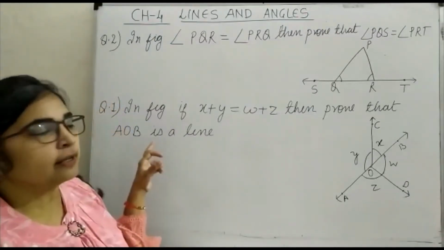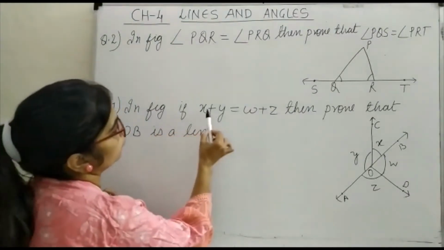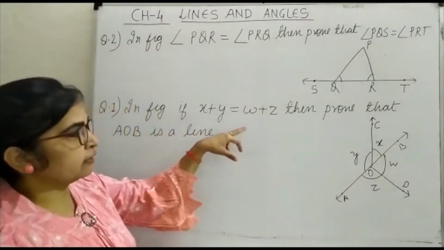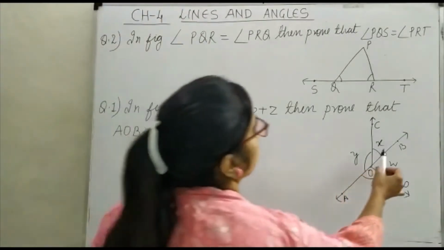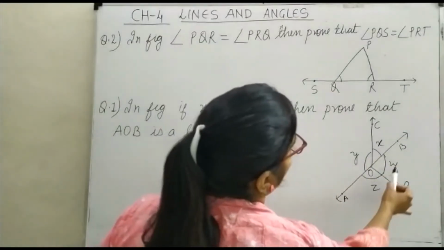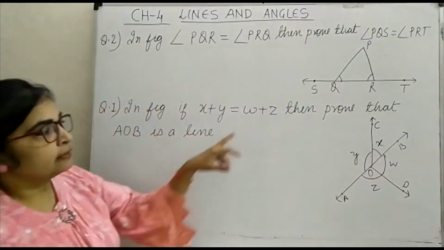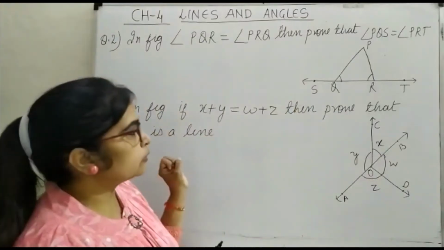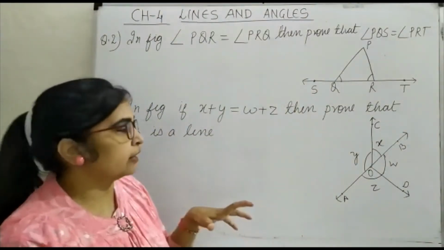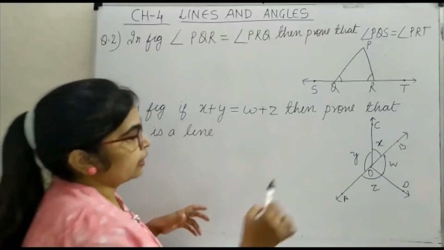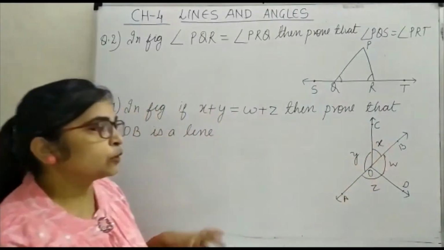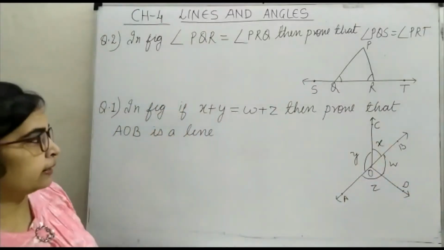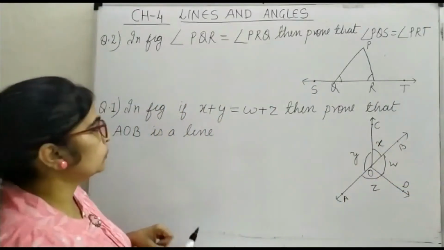Our first question is, in figure, if x plus y is equal to w plus z. So it is given that the angle x plus y is equal to w plus z. Then we have to prove that AOB is a line. In order to prove that AOB is a line, you have to show that x plus y is equal to 180 or z plus w is equal to 180. Let us see how we can do this.